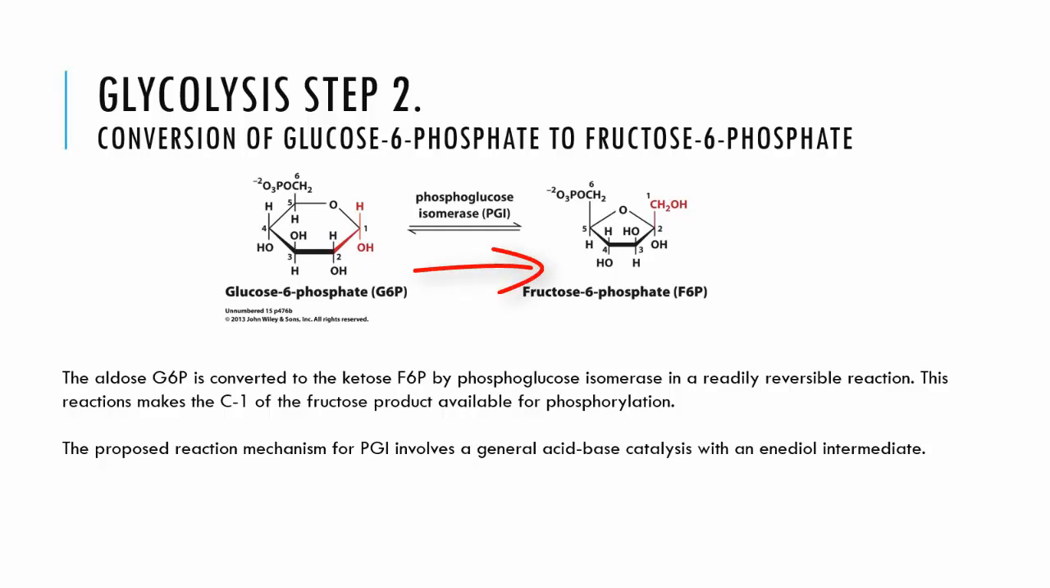In step 2, an isomerase, phosphoglucose isomerase, converts aldose glucose 6-phosphate to the ketose fructose 6-phosphate. This reaction is readily reversible, meaning the delta G is near equilibrium. However, conversion of G6P to F6P exposes the carbon 1 and allows for phosphorylation in the next step of glycolysis. The rapid phosphorylation of fructose 6-phosphate in the subsequent step shifts the equilibrium in favor of fructose 6-phosphate production.